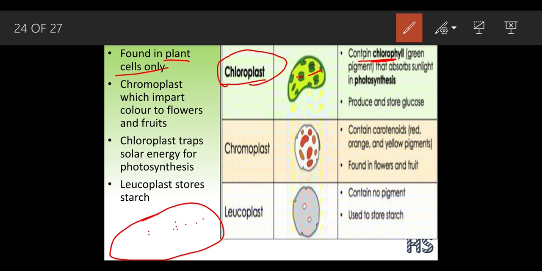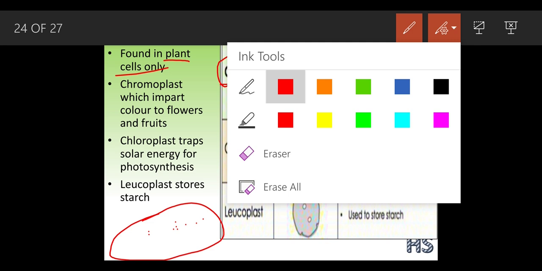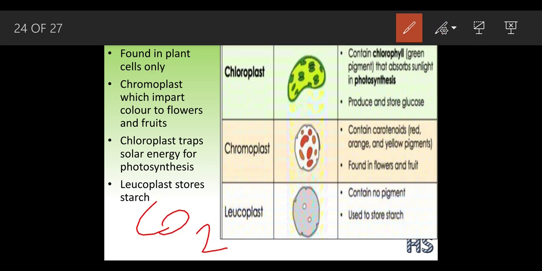And the function of this chlorophyll is to trap solar energy and absorb carbon dioxide. So when they absorb carbon dioxide and sunlight, they can perform photosynthesis. They also produce and store glucose. Because they perform photosynthesis, no? So that is why they produce glucose and they store glucose so that it can function for them as well.